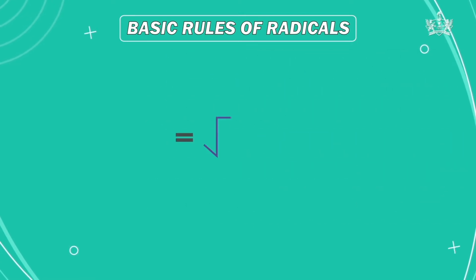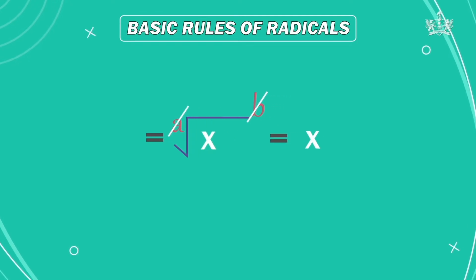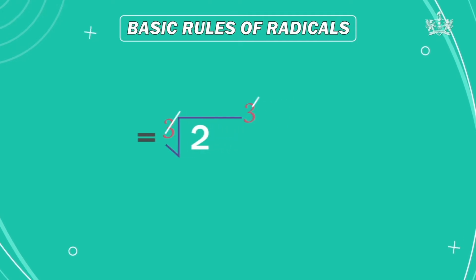Another basic rule to keep in mind is that when you raise a radical to the power of the index, you cancel out the radical and you're left with the radicand by itself. For example, the cube root of 2 cubed is equal to 2.